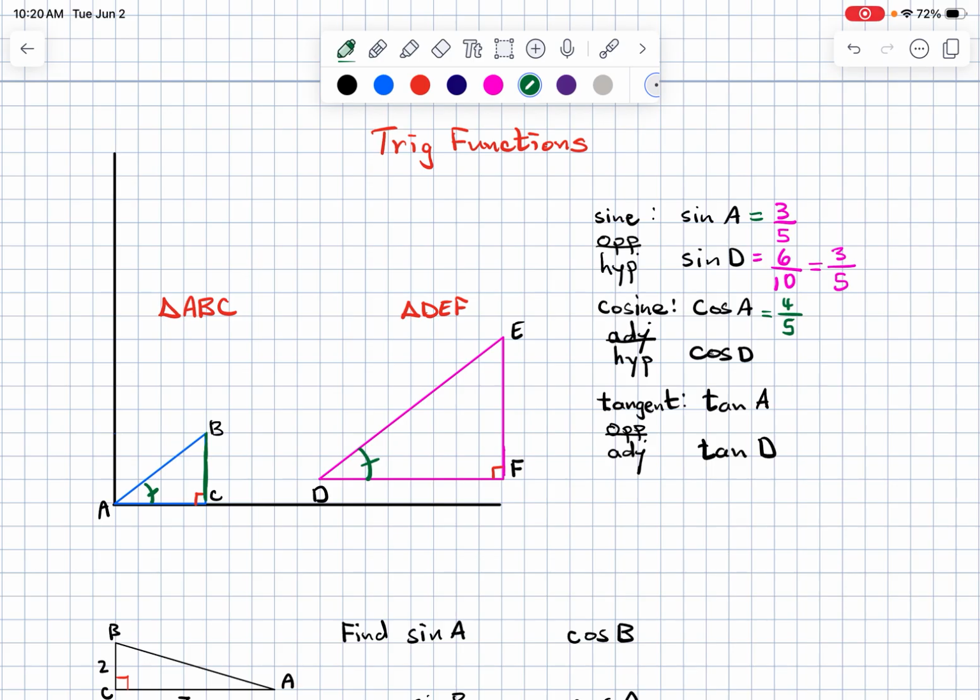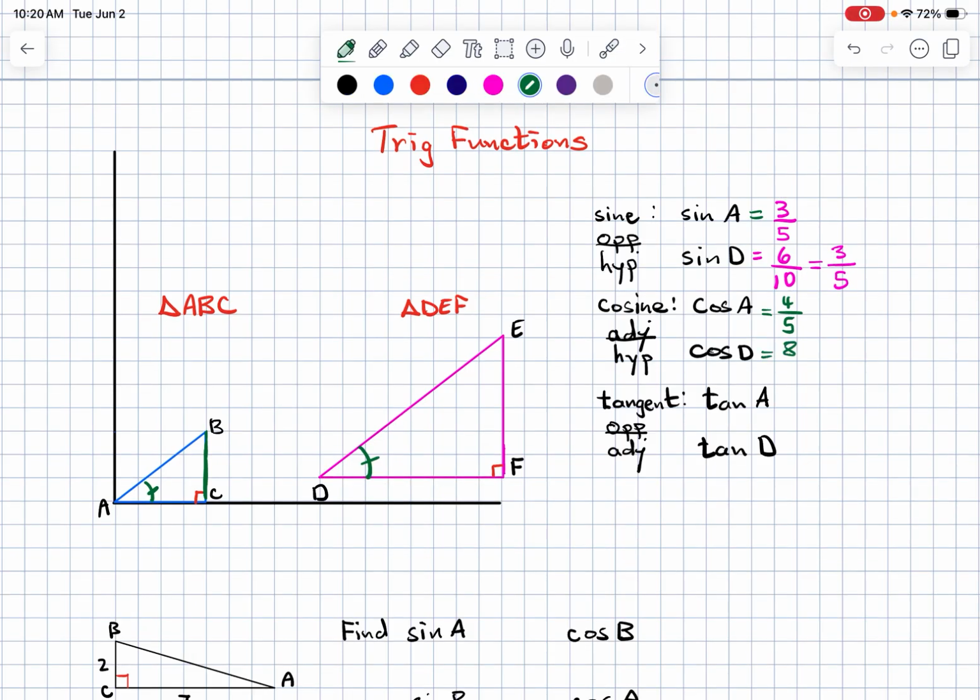Now let's look at the cosine of D. Well, it's going to be the adjacent, which is 1, 2, 3, 4, 5, 6, 7, 8. So this is going to be 8 over 10. Now 2 will go into 8 4 times. 2 will go into 10 5 times. So dig this. These two are the same, because you're dealing with the same angle there.